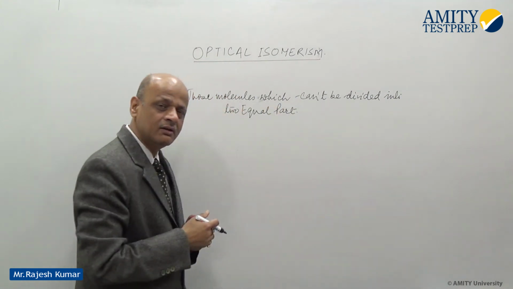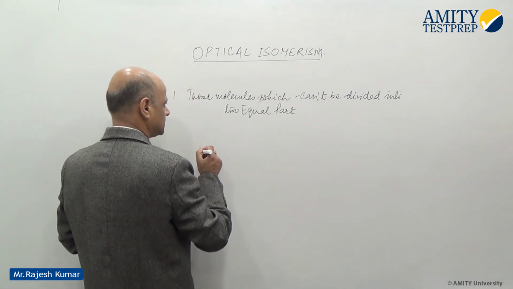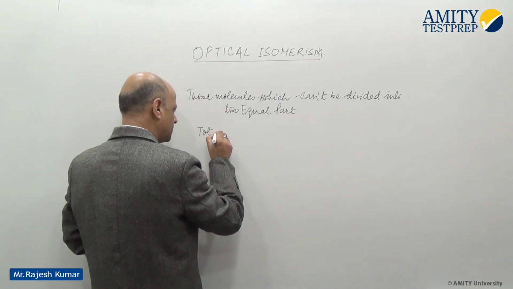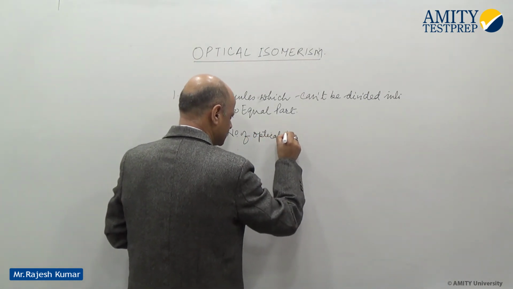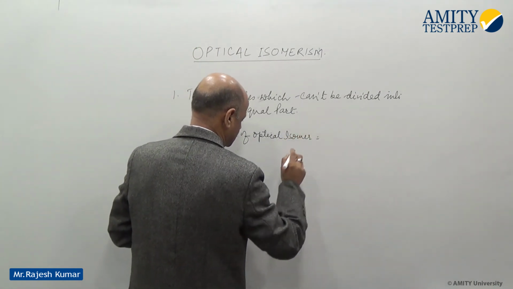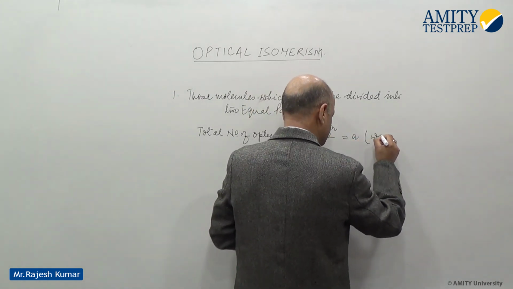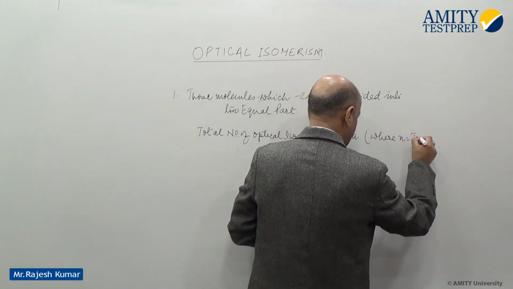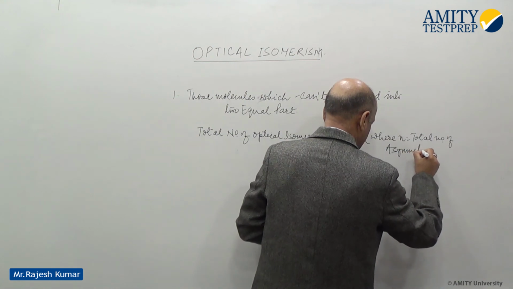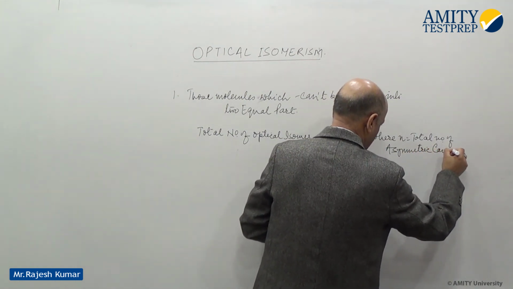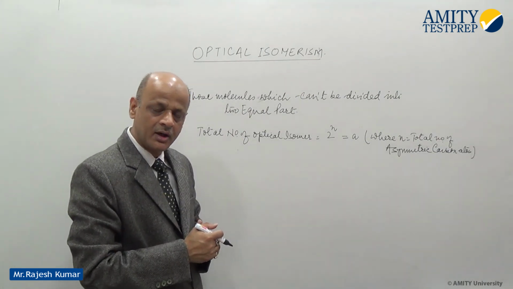That means the molecule is asymmetric. So in such molecules, the total number of optical isomers is equal to 2 raised to the power n, which is equal to a, where n is the total number of asymmetric carbon atoms.